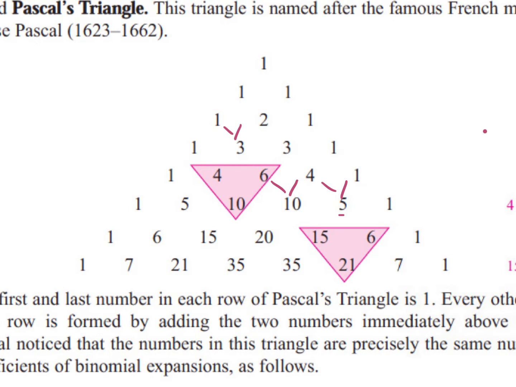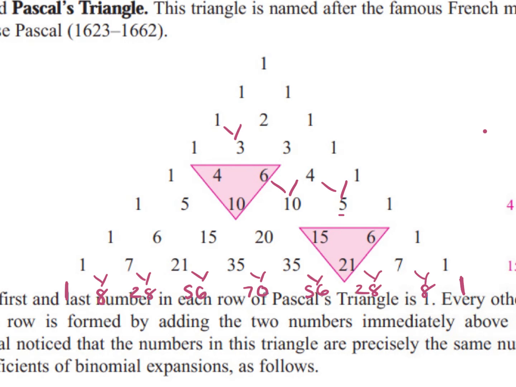So we could write the 8th row here. Always start with a 1, and then we have 1 plus 7, which would be 8. And then 7 plus 21, 28. 21 plus 35, 56. 35 plus 35, 70. 35 plus 21, 56. 21 plus 7, 28. And 7 plus 1, 8. Then we always end with a 1 also.